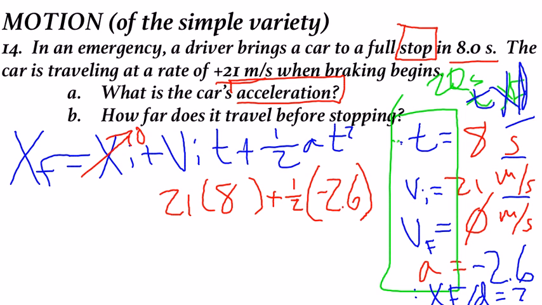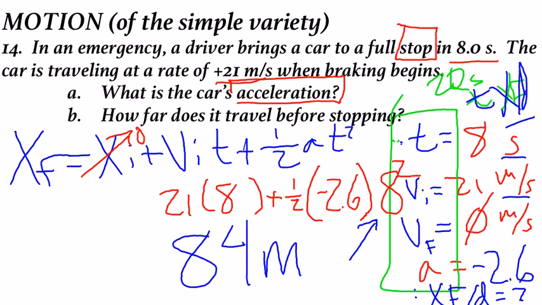Okay? And then I have my 8 squared again. Don't forget, you always square only the time. Do not square the whole thing. And you get an answer of 84 meters.